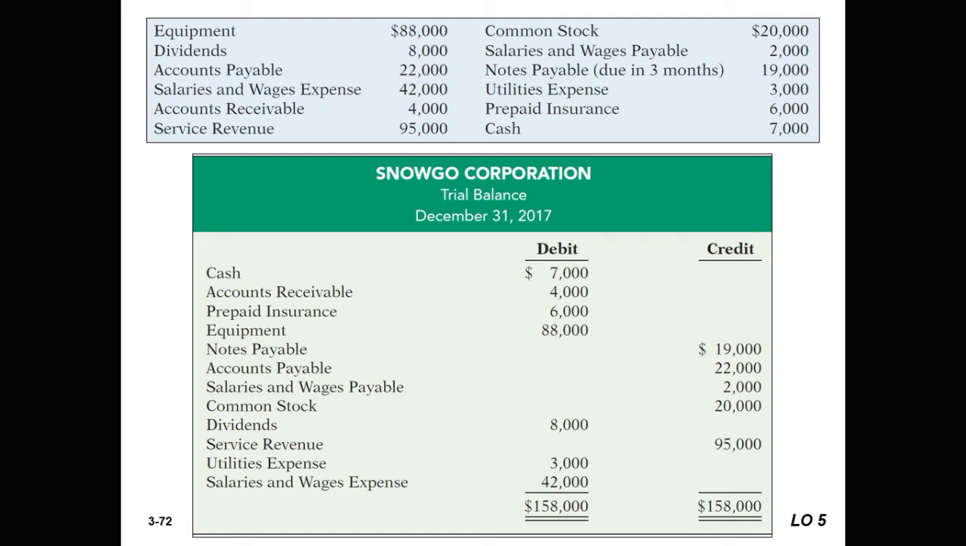When I add all those debits up and all those credits up, they equal 158,000 respectively. We know that for the transactions that have been journalized and posted, that all debits equal credits. Doesn't mean that the trial balance is correct, but it does mean that our debits equal our credits.